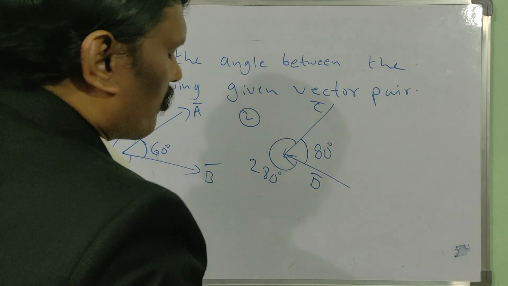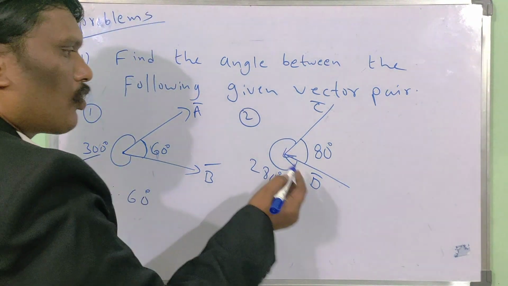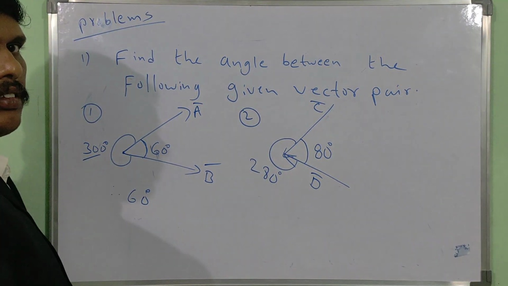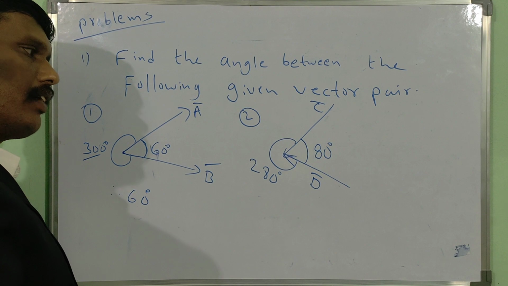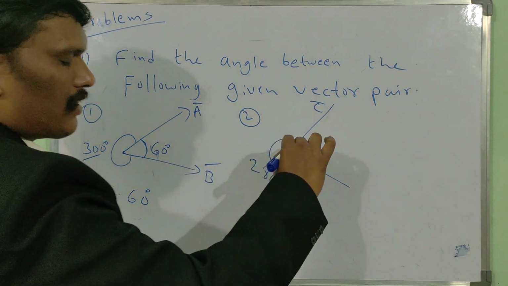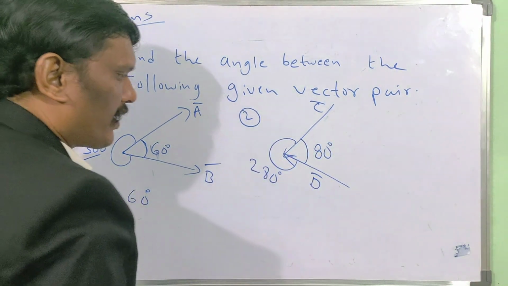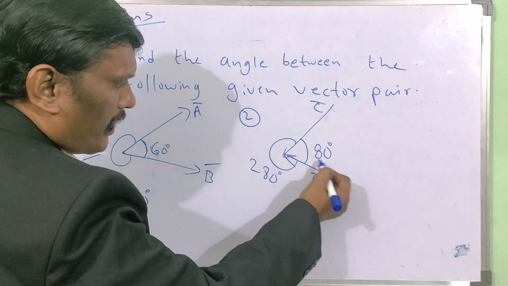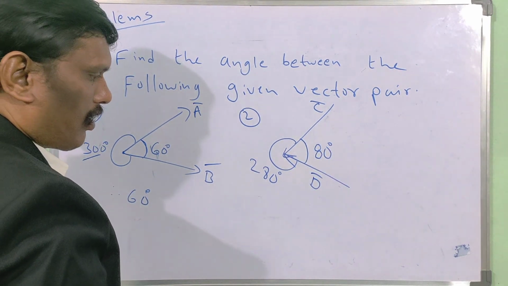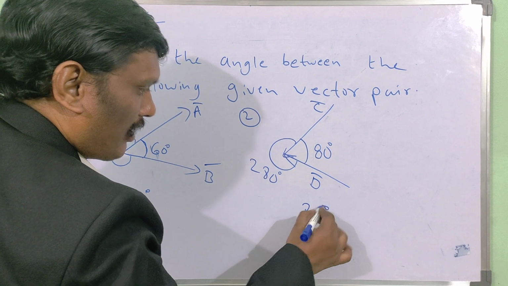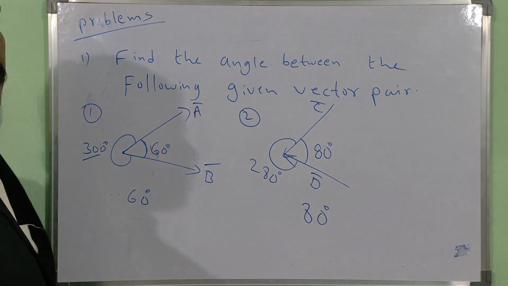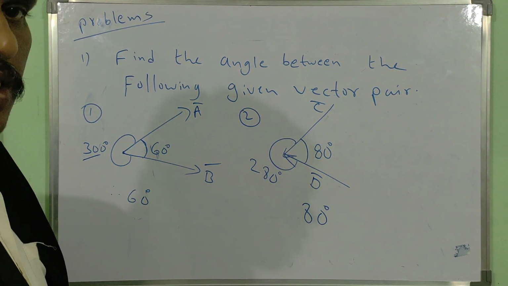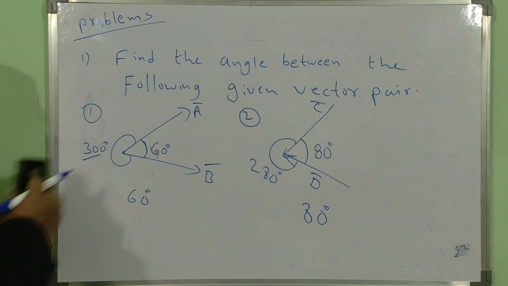Here, what is the angle between the two vectors? Both heads meet at this point, meet together at one point. First condition is satisfied. Next condition, this is 80 degrees, this is 280 degrees. Between these two, 80 degrees is the smaller angle between the two vectors. That's why 80 degrees is the angle between the two vectors C bar and D bar. That's all. Second problem.